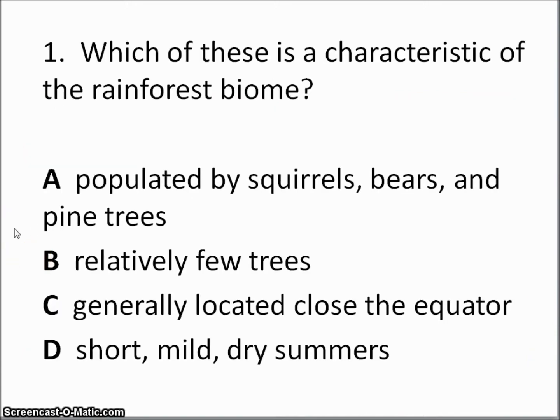Question number 1. Which of these is a characteristic of the rainforest biome? Is it A, populated by squirrels, bears, and pine trees? B, relatively few trees? C, generally located close to the equator? Or D, short, mild, dry summers? That was question 1. Remember, pause as often as you need to.